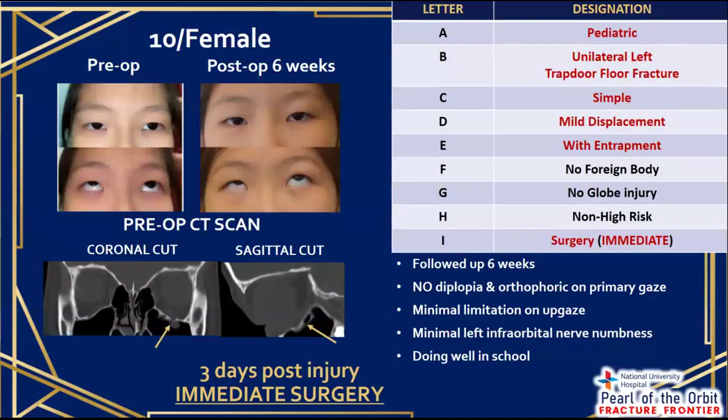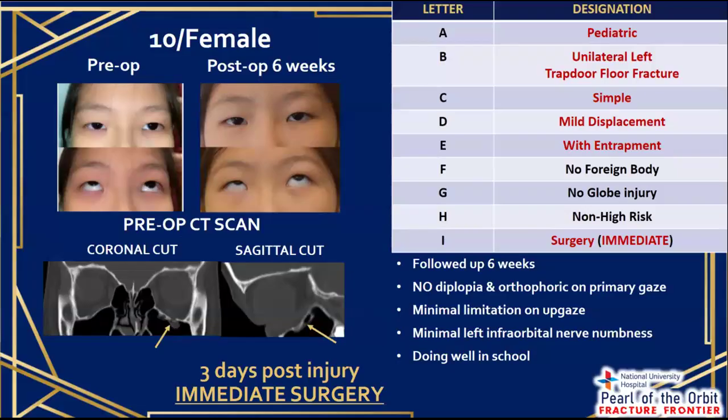Next is a pediatric unilateral left trapdoor floor fracture, which was simple with mild displacement with entrapment, no foreign body, no globe injury in a non-high-risk patient wherein immediate surgery was done. This was a 10-year-old girl who injured her left orbit while doing gymnastics. She presented in the clinics with limitation of upgaze of the left eye, and clinical examination confirmed entrapment of the left inferior rectus muscle. Hand in hand with the imaging, CT scan revealed a left orbital floor trapdoor fracture.